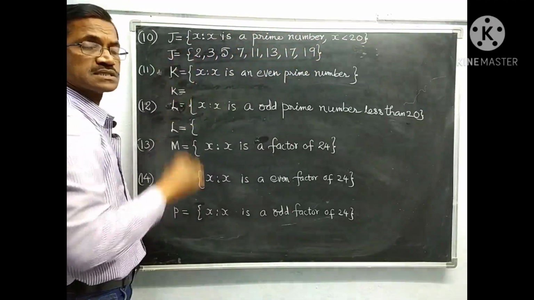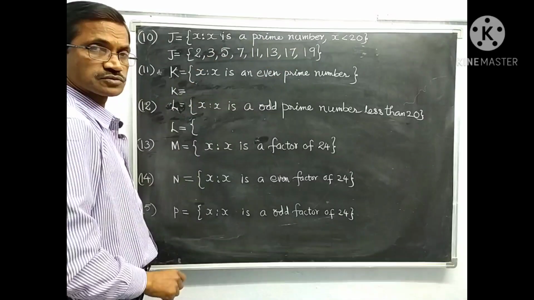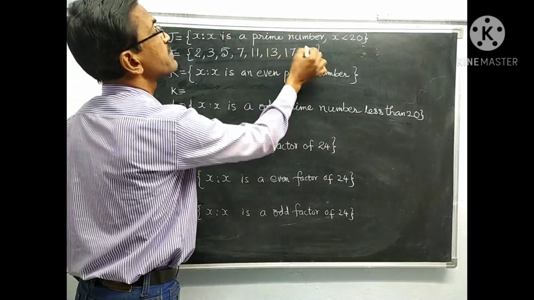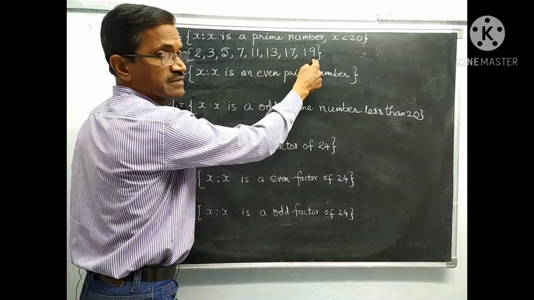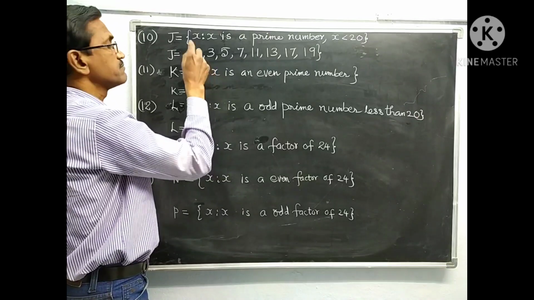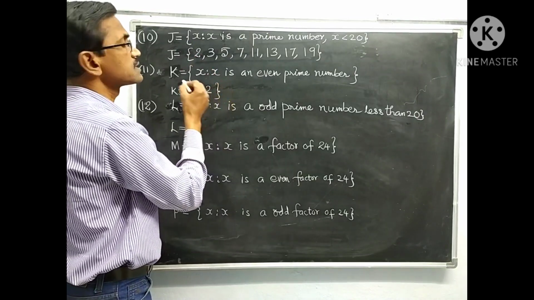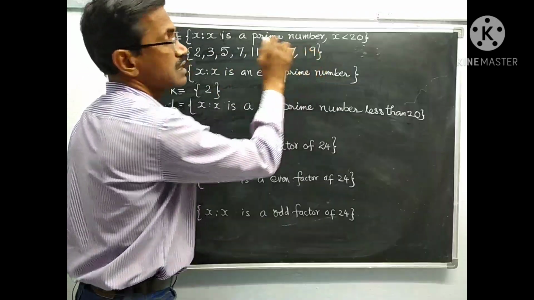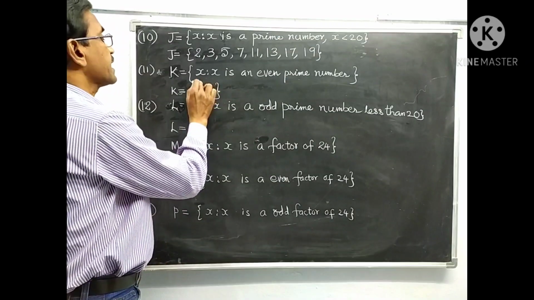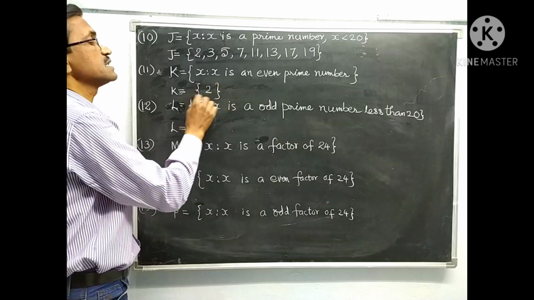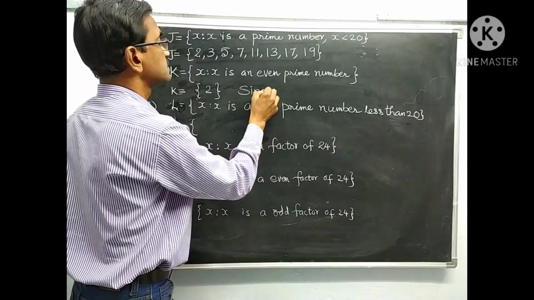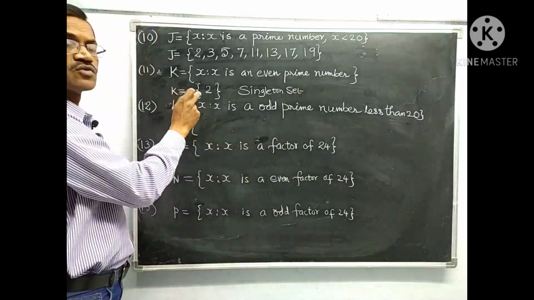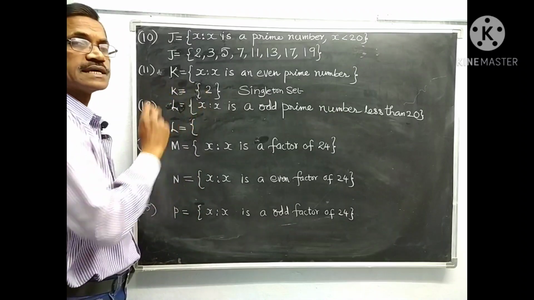Among all these prime numbers, what is the even prime number? We know that this is the even prime number. All these are odd prime numbers. These are odd numbers and prime numbers. This is an even number and a prime number. Only 2 is an even prime number. All other prime numbers are odd numbers. This set has only one element. That's why this set is also called a singleton set. If a set has only one element, then it is called a singleton set.